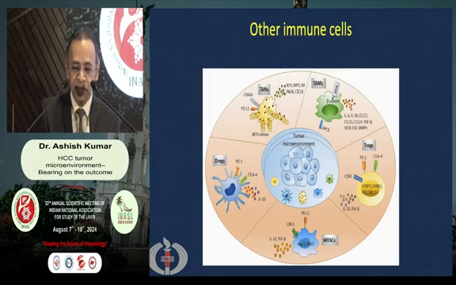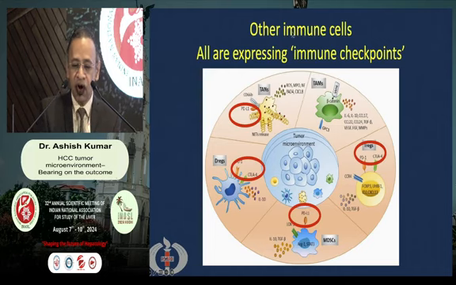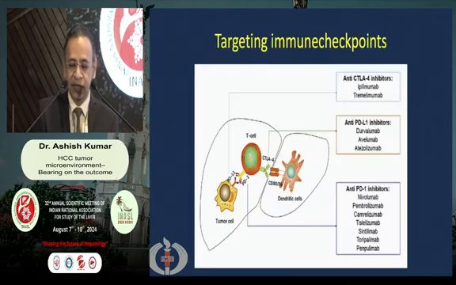Coming to other tumor immune cells now. So what are these immune cells? Immune cells are like Tregs and tumor associated macrophages, tumor associated neutrophils, and all these immune cells express immune checkpoints like PD-L1 and CTLA-4, PD-1. So all these checkpoints are trying to inhibit the immune reaction.